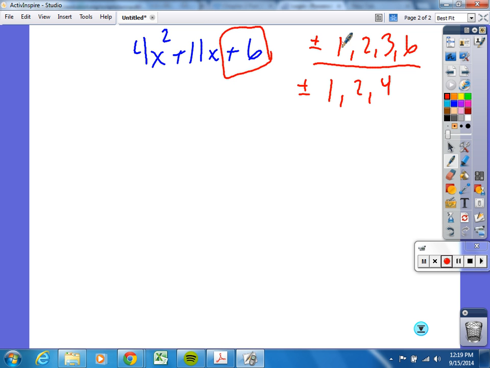So what's 1 divided by 1? 1. 2 divided by 1? 2. 3 divided by 1? 3. And 6 divided by 1, 6. Okay, now I'm going to go to the next number. What's 1 divided by 2? 1/2. 2 divided by 2 is already 1, it's already there, so I don't need to rewrite.